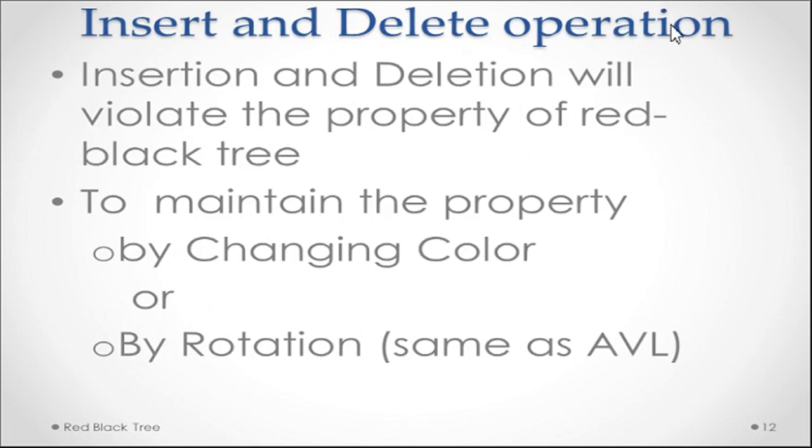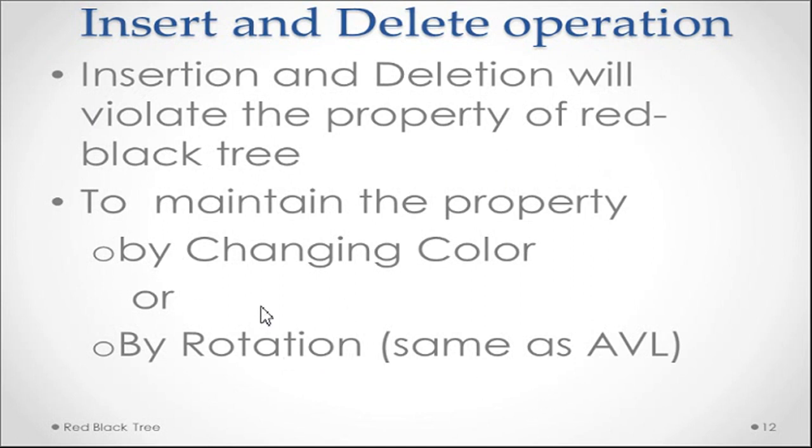Now when we insert or delete, we perform some operations. Insertion and deletion can violate the properties of a red black tree. The properties you must know: the root should be a black node and no adjacent red nodes should be there. When we insert a node in a red black tree, we insert a red node only, and then we have to make some change for the property which is violated, by changing color or by rotation.